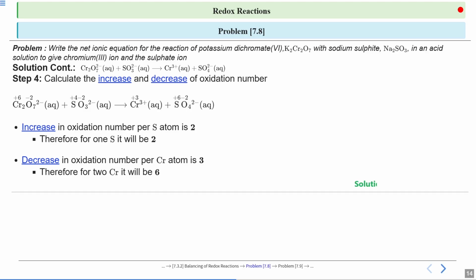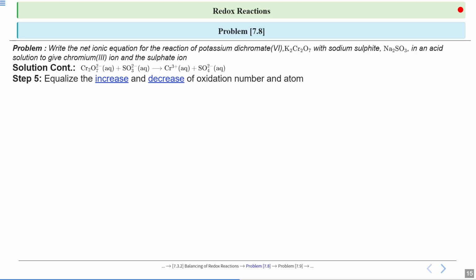So till now we have calculated the increase or decrease in the oxidation number per sulfur and chromium atom. The conclusion that we will be using in the next step is that for 1 sulfur it would be 2, and for 2 chromium it will be 6.